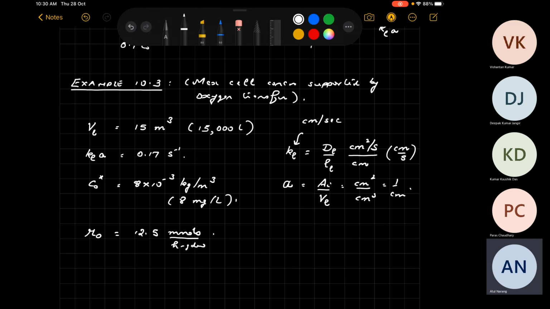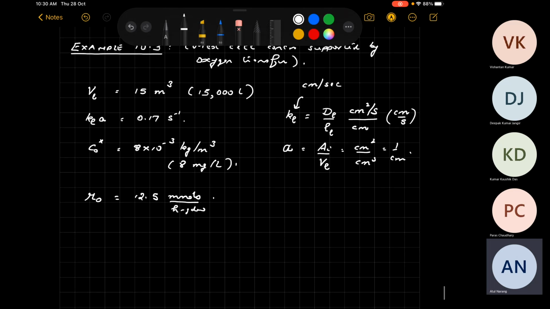So really, if you take a look at your equation, which again says that at steady state you have to have KLA (CO star minus CO) equals RO multiplied by X. They have provided you this, but not X. In fact, the question says, what is the maximum cell concentration supported by the conditions in the reactor?